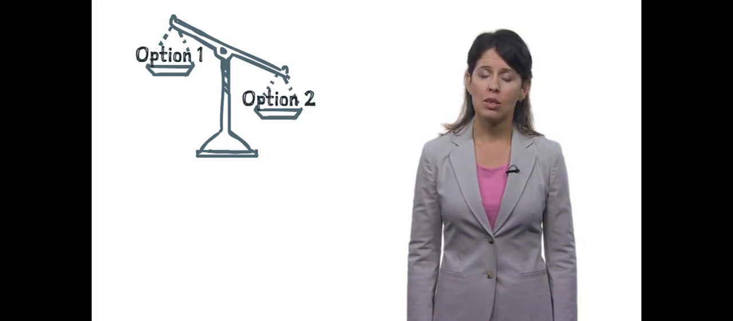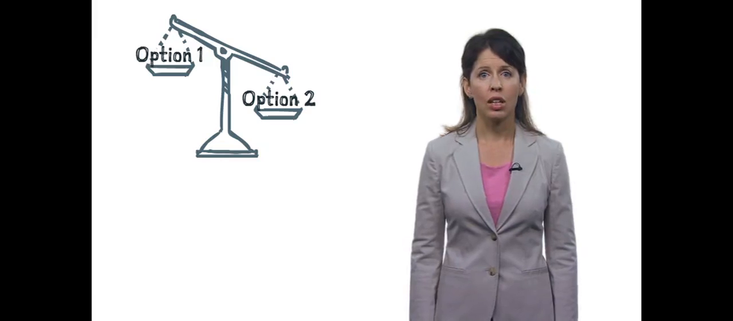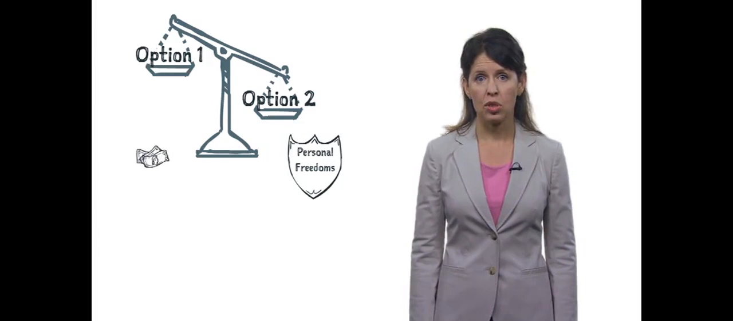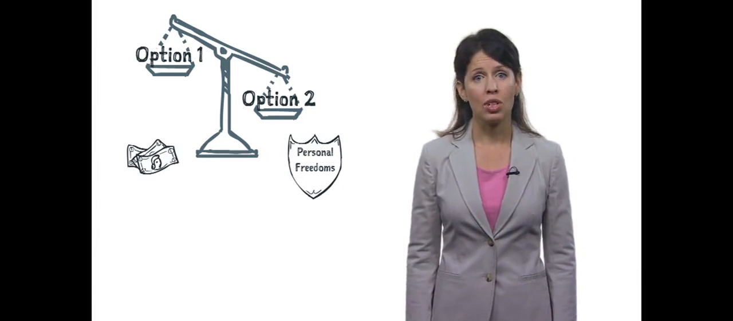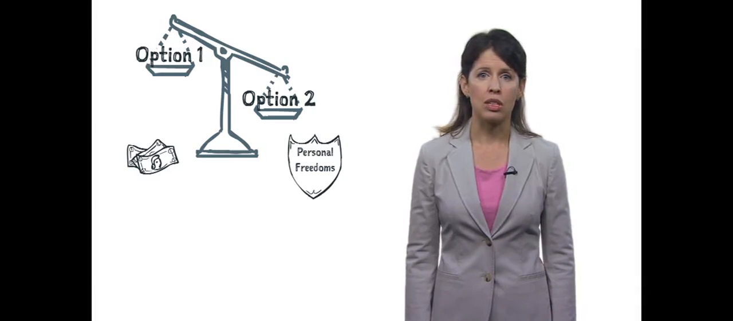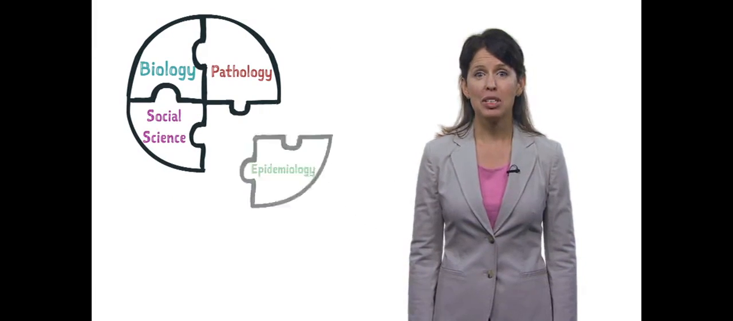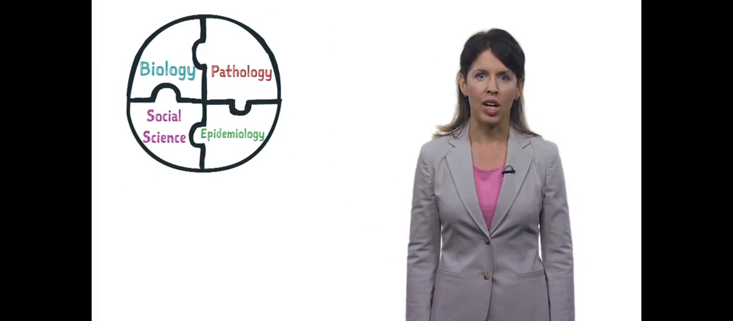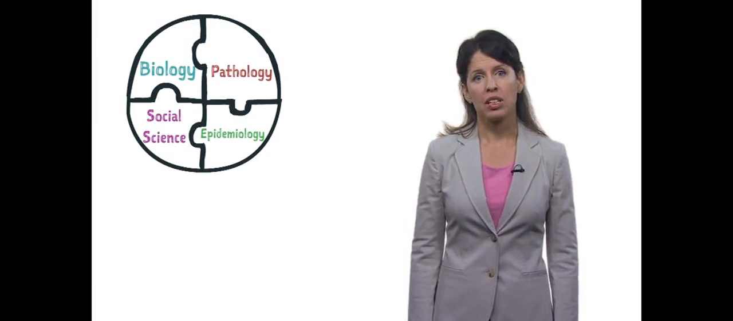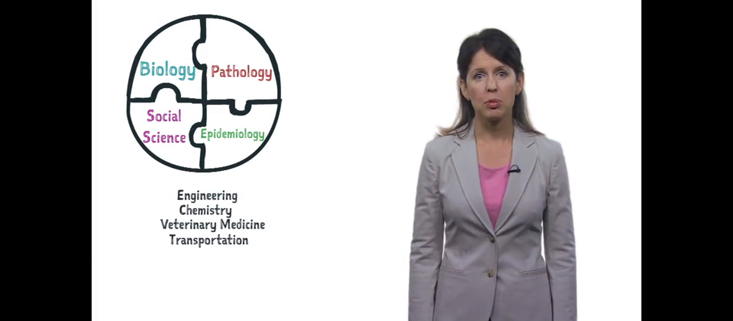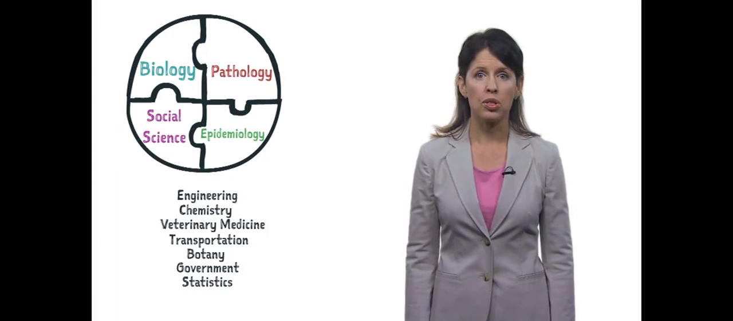Some recommendations may not be popular because they challenge personal freedoms, like travel restrictions, or population resources. They are just too expensive to do. For these reasons, successful control efforts are interdisciplinary. They depend on biology, pathology, social science, and epidemiology at minimum to do them well. We need not only experts in completely different areas, but experts working together to collaborate towards a goal.